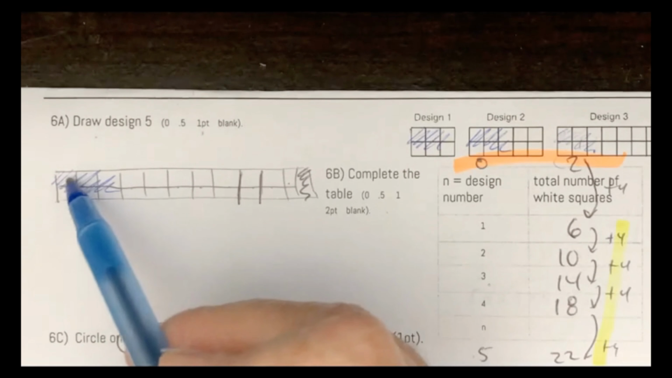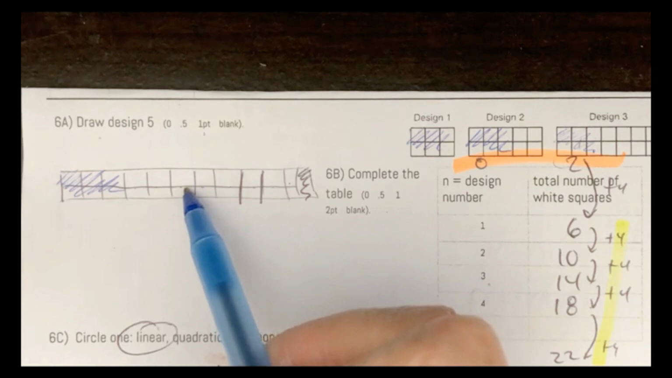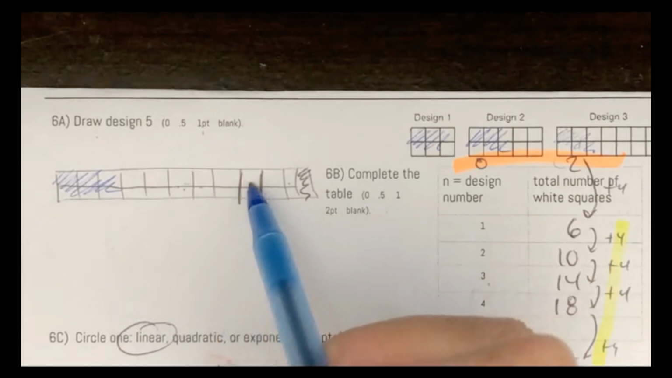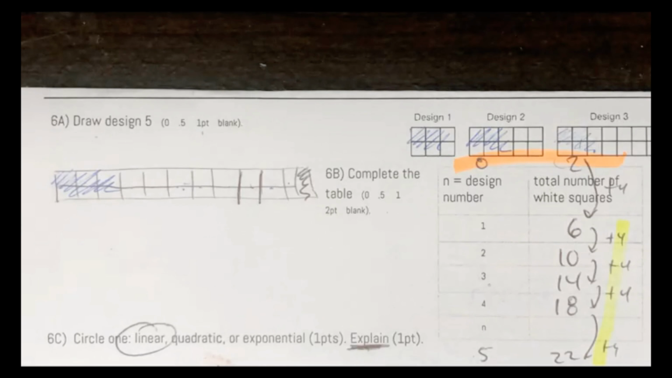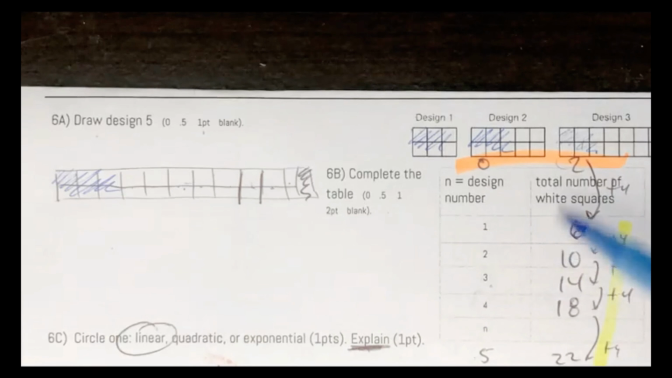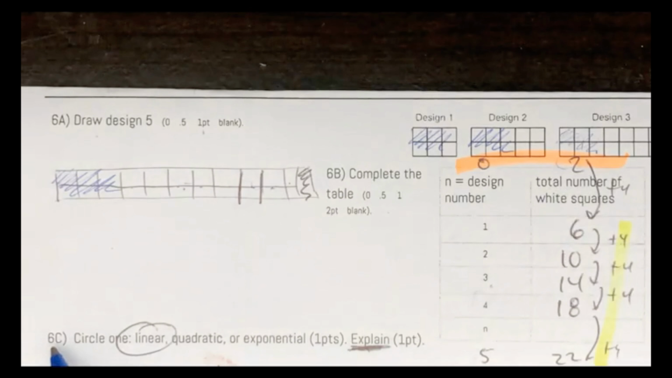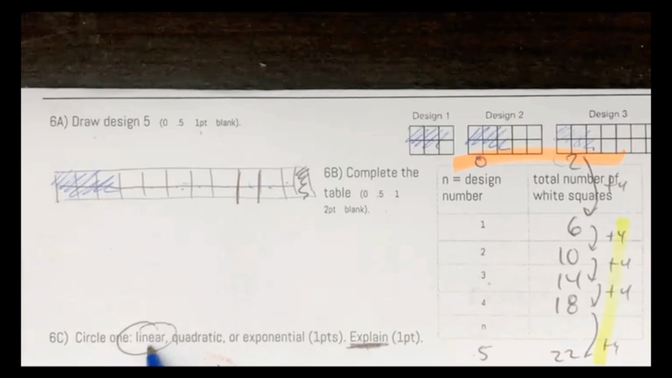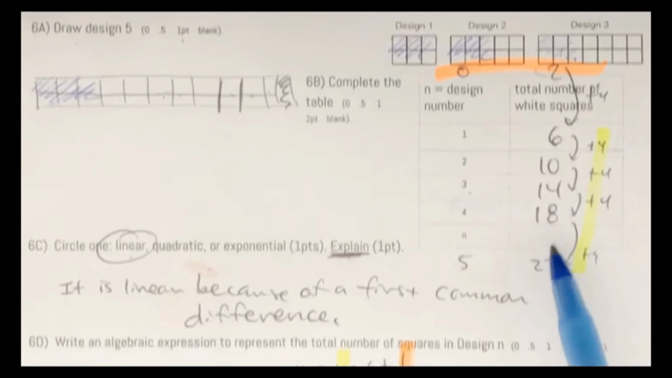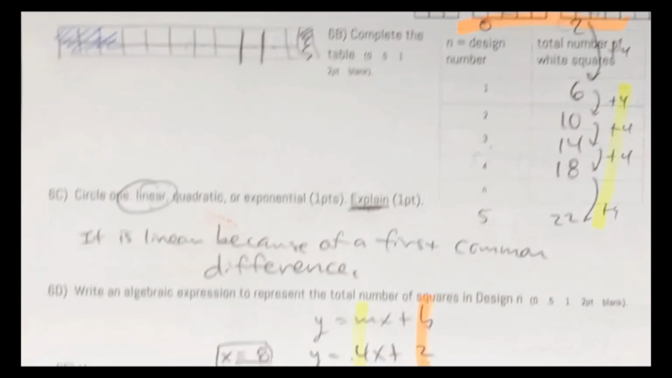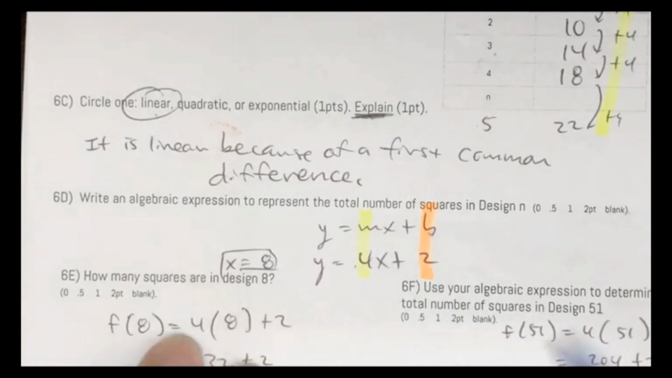So there's 22 boxes. 6, 12, 18, 20, 22. And then I completed the table, and then it is linear. Why is it linear? So I circled it. It's linear because of the first common difference there in yellow. And then same thing from above.